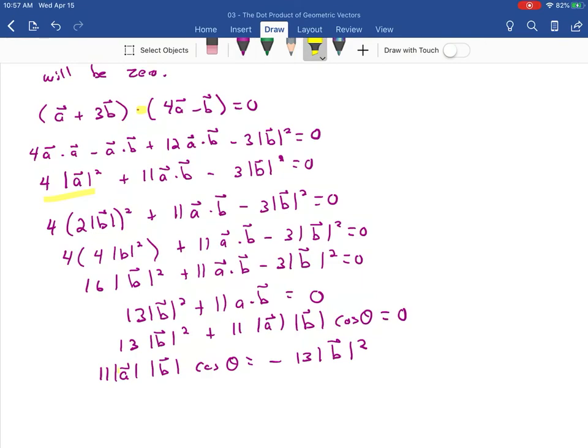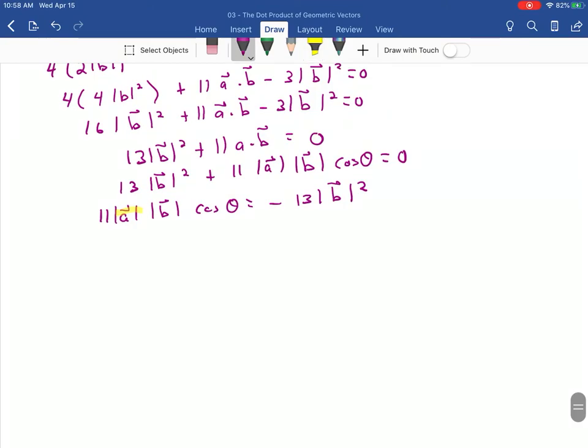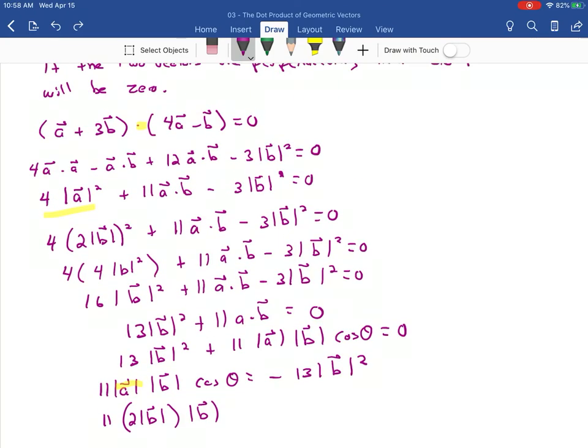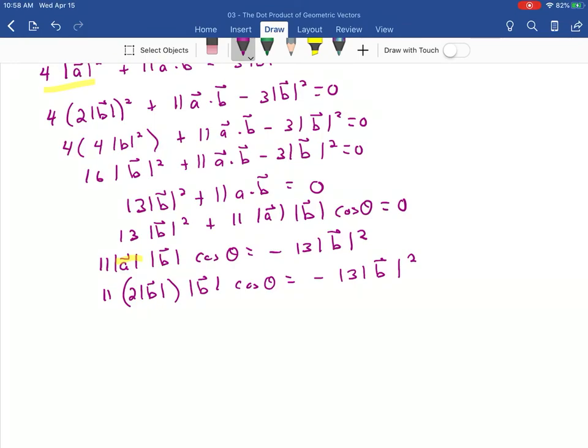And that doesn't look great, but I'm going to use this again. This magnitude of a is bothering me because things would be good if I didn't have that in there. So I'm going to replace that again, like I did before, with 2 magnitude b. And so when I multiply that whole big mess, what I get is 22 magnitude of b squared cos theta equals negative 13 magnitude of b squared.